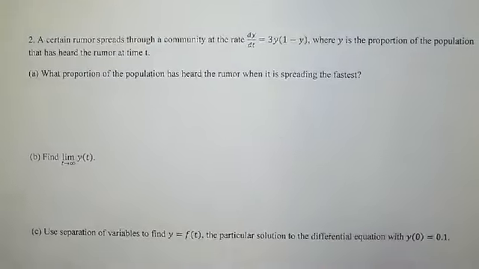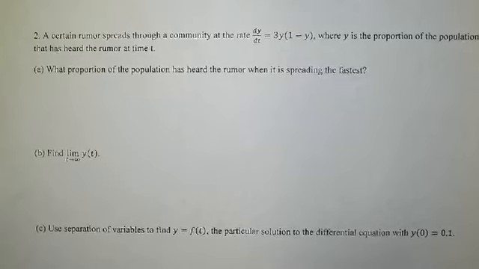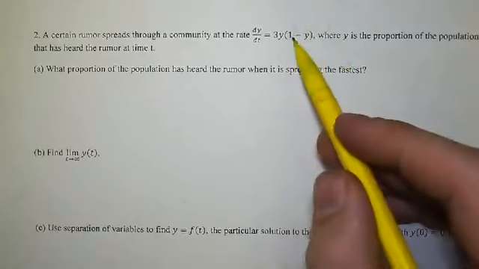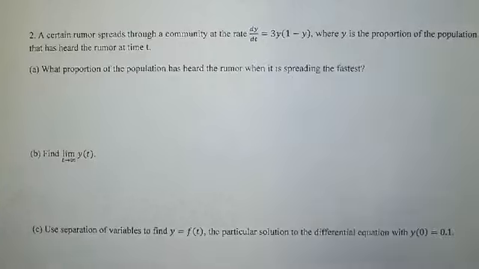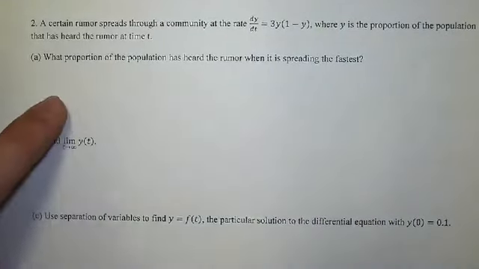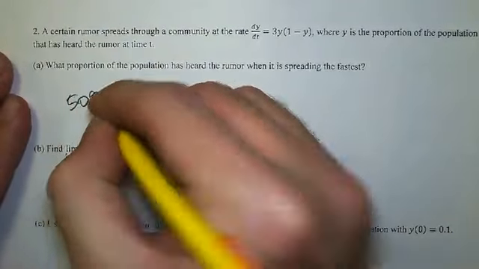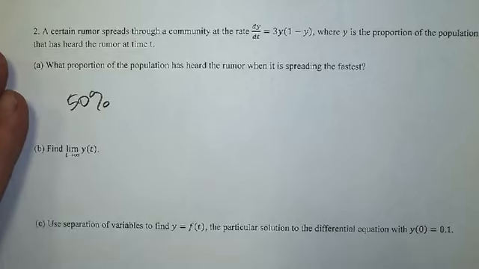All right. Okay, this one, the certain rumor. 3y times 1 minus y, where y is the proportion of the population that has heard the rumor at time t. Okay, so that means that 1 is the carrying capacity because that's 100% of people having heard the rumor. What proportion of the population has heard the rumor when it is spreading the fastest? 50%.